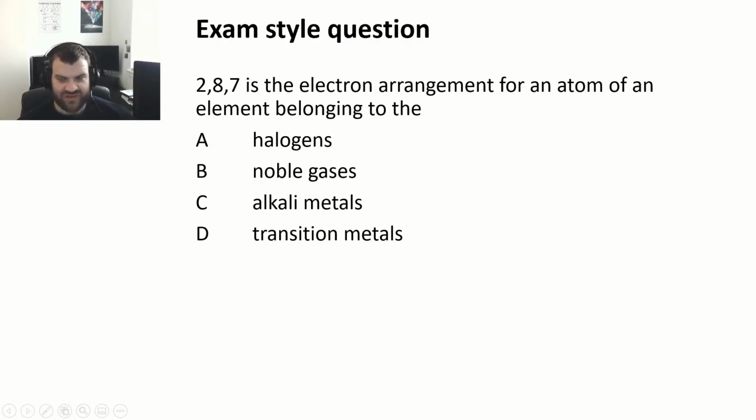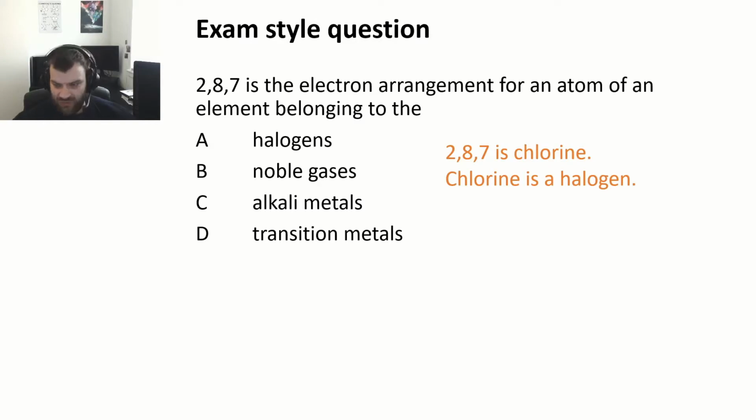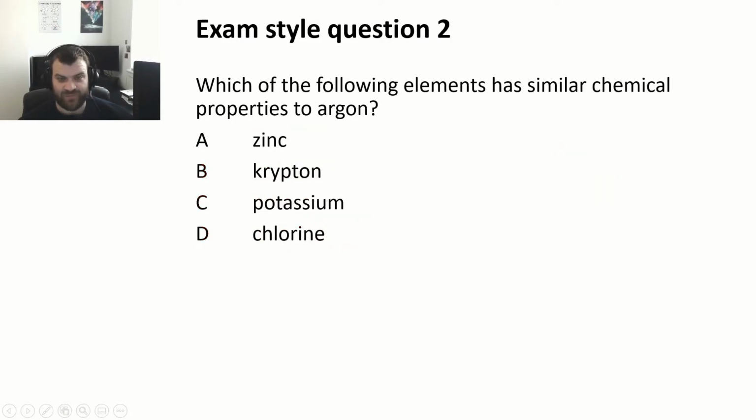Well, one type of question is they'll give you an arrangement and ask you which group the element belongs to. We've got an outer number, a last number of 7, which means it's going to be in group 7. From previously, we've talked about the fact that halogens are group 7. So this is for chlorine, and chlorine is a halogen. So that makes our answer A for this question.